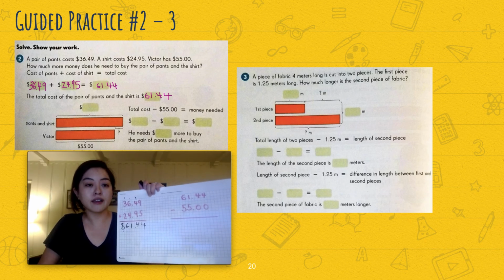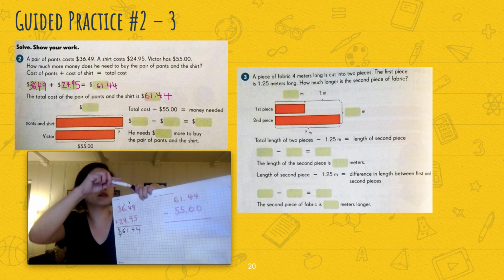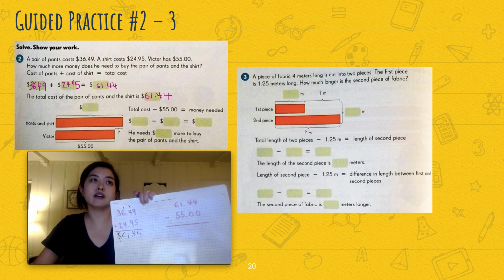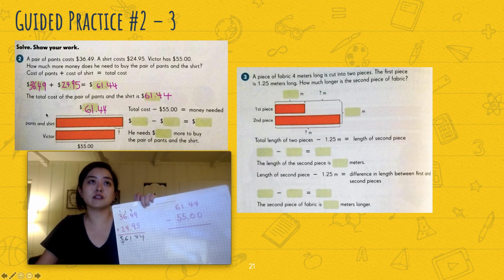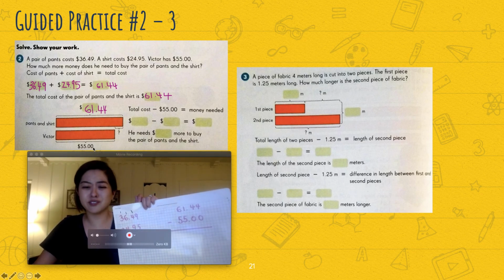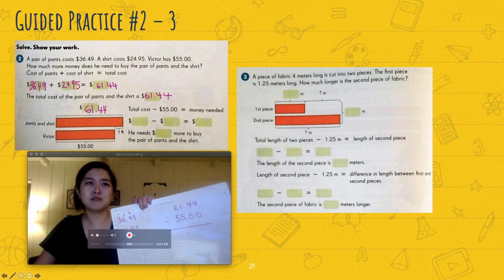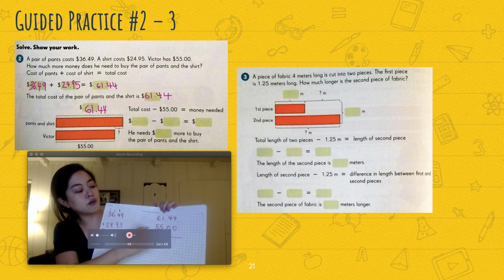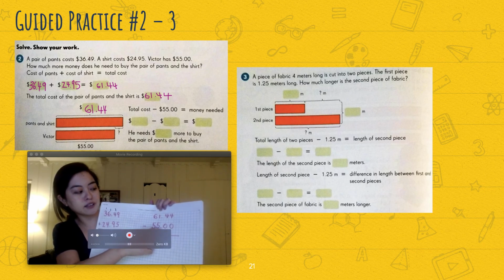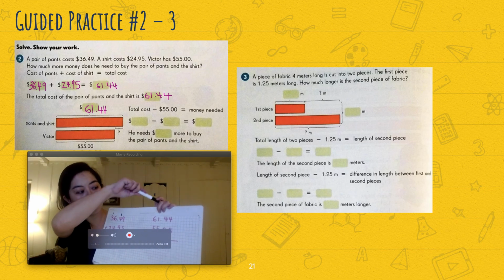Okay. And I'm looking at the bar model that they drew for us. So the pants and shirt here cost how much? $61.44. Okay. And Victor only has $55, which is not enough. So we have to see how much more does he need. Okay. So to do that, I have to subtract 61.44 minus the amount of money that Victor has here. Okay. So let's do that.